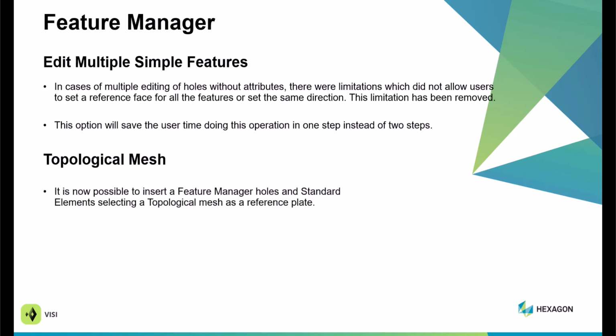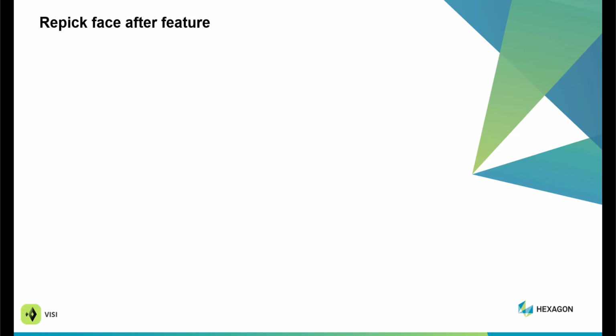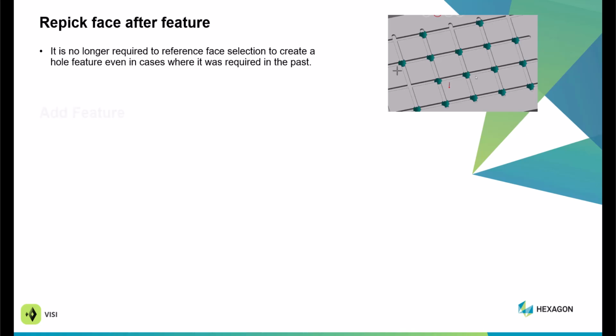Within topological mesh, as mentioned before, it is now possible to reference Feature Manager holes and standard element holes within the topological mesh as a reference plate. These features can be edited within Edit Multi-Symbol features. Repicking faces after the feature is no longer required to pick a reference face to create a hole feature in cases where it was required in the past.